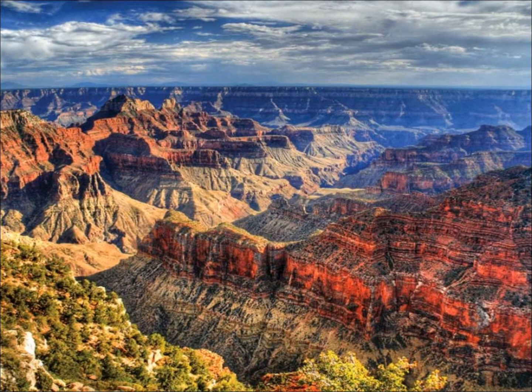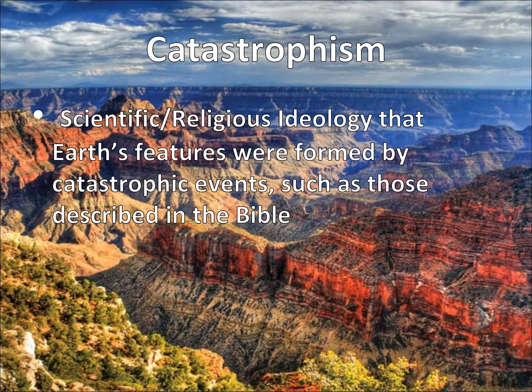One of the ideas that we were now grappling with was, well, did the Earth always look this way? Was it changed? What changed it? How does it change it? And one answer to that question, I should say, was this idea of catastrophism, which had originally been mentioned by Aristotle. Okay? And at the time, post-medieval period, the scientific and religious ideology was that the Earth's features were formed by catastrophic events such as those described in the Bible. For example, events such as Noah's flood and things like that.